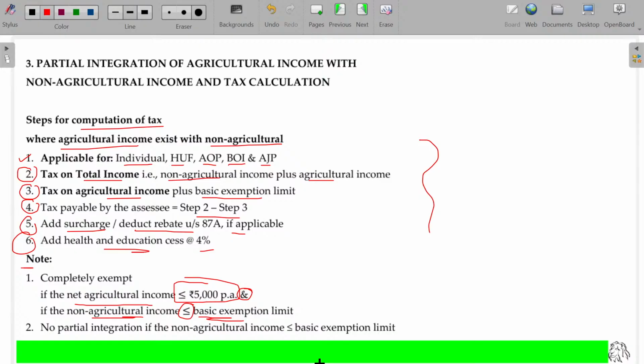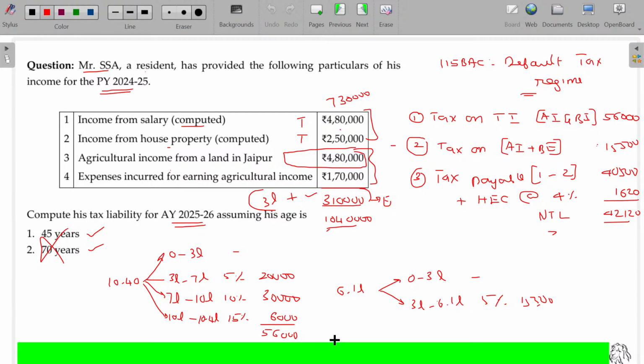If the agricultural income is less than or equal to 5,000, no need to club. You just go and pay the tax only on the business income. If the business income is less than 3 lakhs, forget about calculating everything. Completely exempted. Right. Clear? This is the step we have completed under the default tax regime.